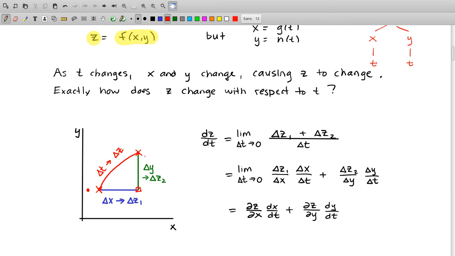So now let's start writing some things down mathematically. What is the rate of change of z with respect to t? Well, imagine delta t getting smaller and smaller, as is always the case in a limit.